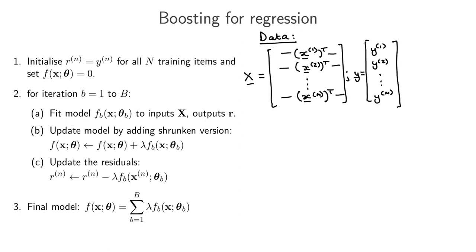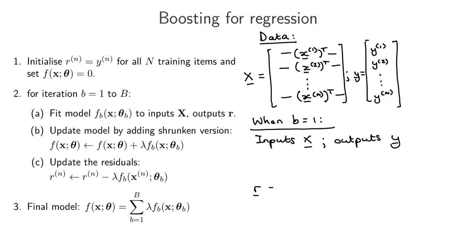Okay, so in the first iteration, when b is equal to 1, we are simply fitting a model with inputs X and outputs y. And then what we do is we check what are the mistakes that the resulting model makes in predicting the y's. And we combine all of those mistakes into one vector, which we call the residual vector r.